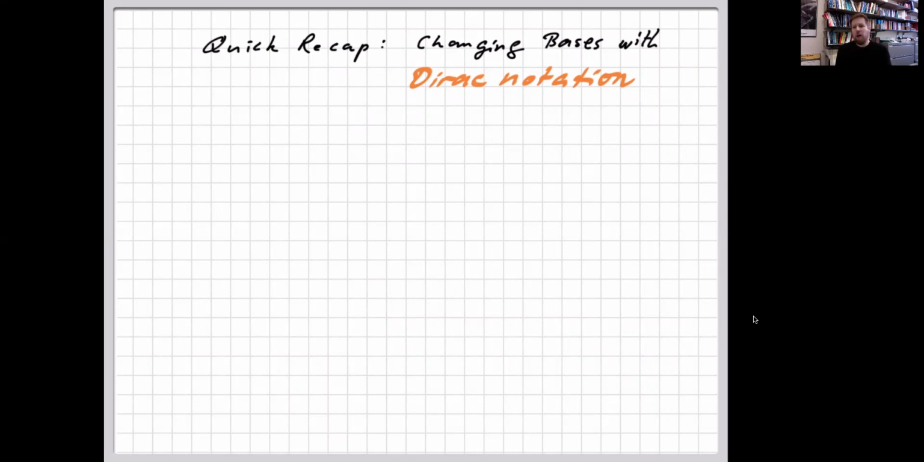Okay, and so I want to start here with a quick recap on changing bases with Dirac notation. That is one of the powers of the Dirac notation, is that we can accomplish that base change fairly quickly, easily, and in a straightforward manner. We can also write things completely independent of any kind of basis.